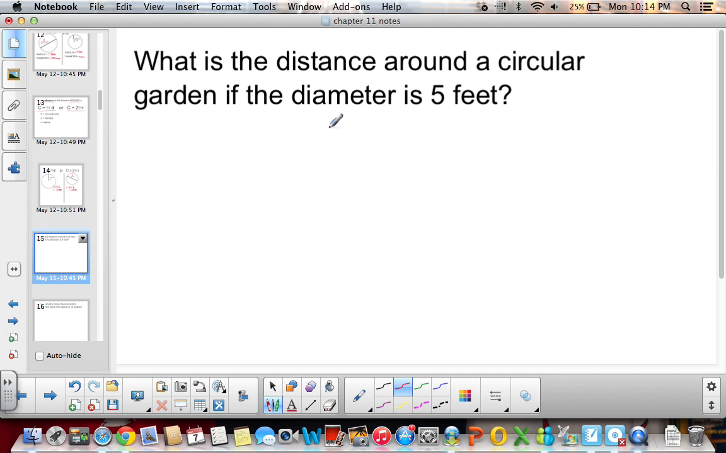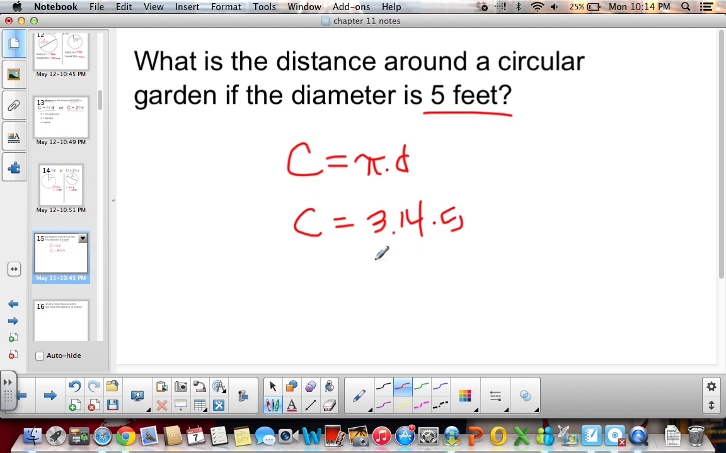What is the distance around a circular garden if the diameter is 5 feet? So diameter, that means I'm going to use the formula C equals pi times D. So then I'm going to go C equals 3.14 times 5. So 5 times 3.14 equals 15.7 feet.